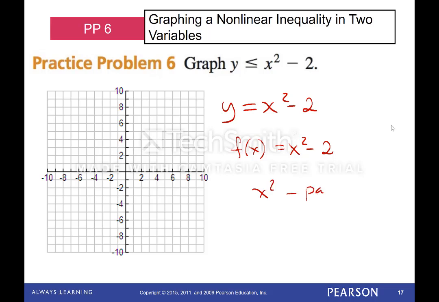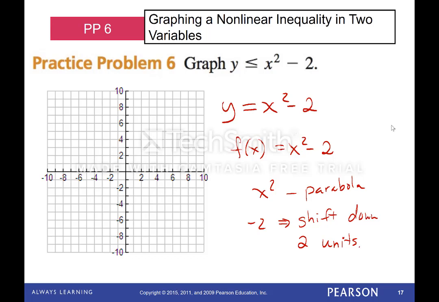So put it into pieces here. That's a parabola. And then that little minus 2 at the end just means it's shifted down 2 units. So it's a parabola that went down 2 units each time.